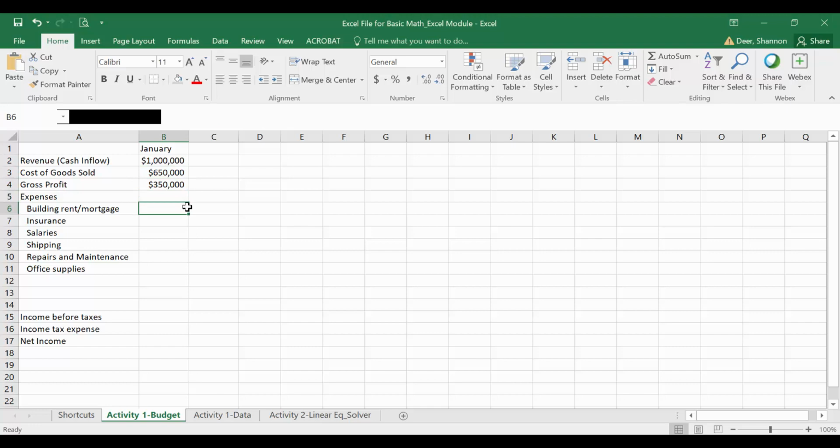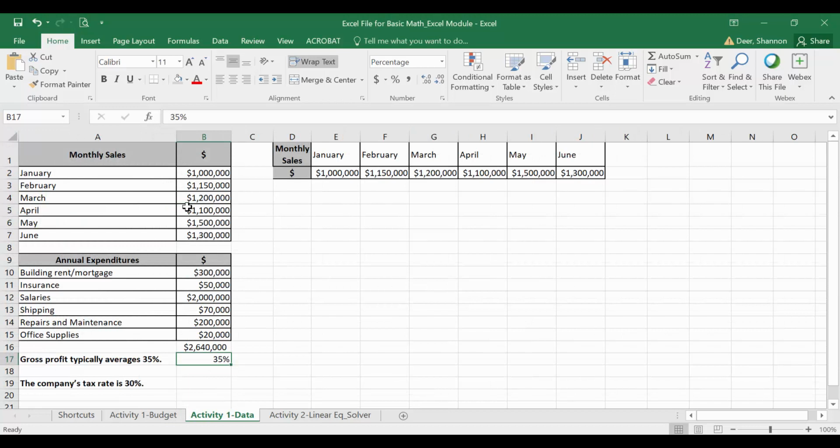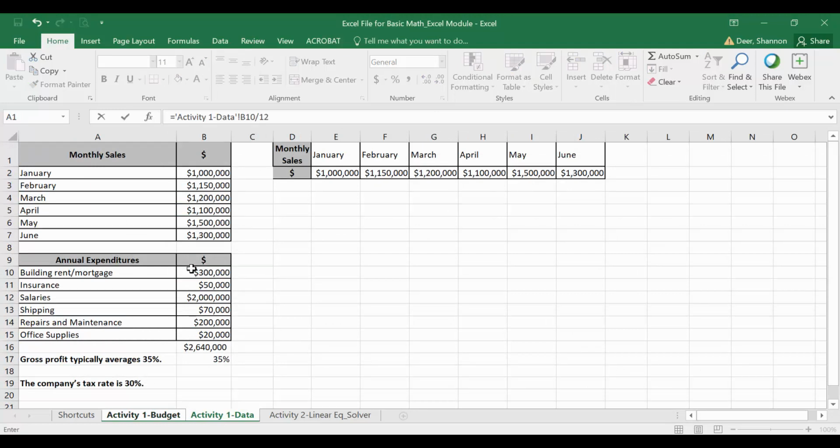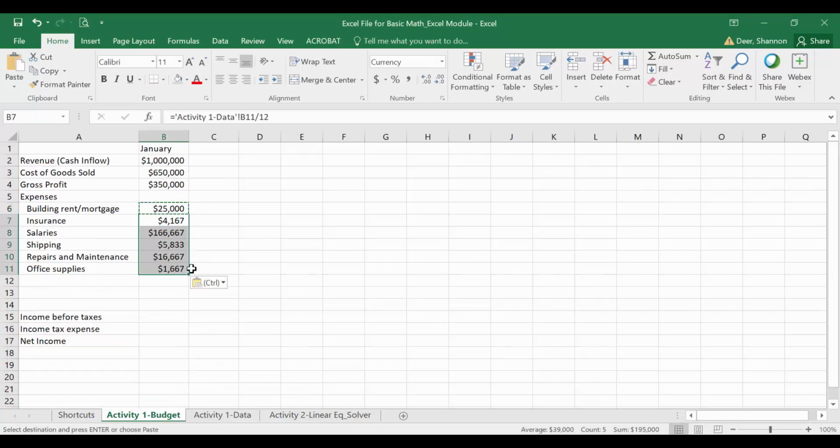Let's go ahead and calculate our expenses. On the data tab, we have annual expenditures. So our expenses in these categories are given to us for 12 months, but we're calculating a monthly budget. So we need to take each of these expense numbers and divide them by 12. I'm going to do that once, so divide the first one, the building rent or mortgage, by 12, and then just copy and paste that formula here. If you remember from the basic Excel video, I could also just double click in that bottom corner and that formula will populate all the way down.